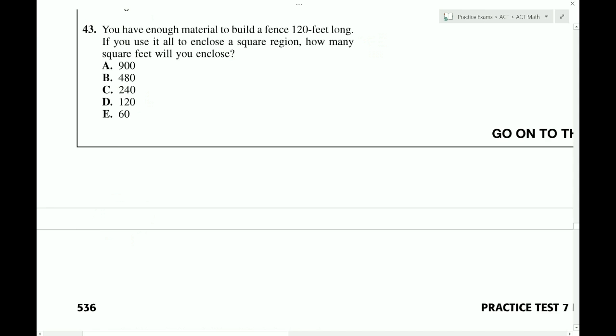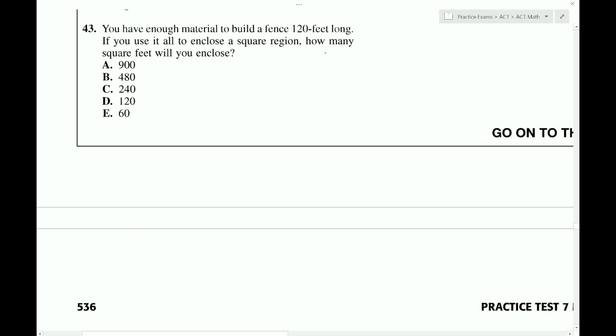If you have enough material to build a fence 120 feet long, if you use all of it to enclose a square region, how many square feet will you enclose? Okay, so a square region, meaning that whatever the dimension is, it's going to be the same thing all around. So 4 times that dimension x has to equal 120. If you divide by 4, you find that x would equal 30. And the area that it would enclose is the area for a 30 by 30 situation, which if you multiply those together, you get 900.